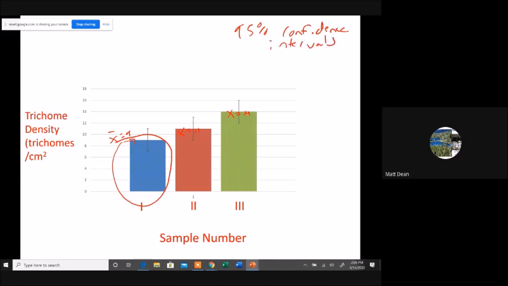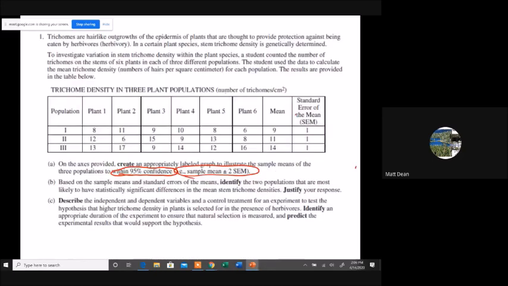So here's what we're doing. Let's go back to the data table for just a minute. We've got these 3 groups of plants. Maybe let's think of it as 3 fields of plants. There's probably thousands of plants in each field.